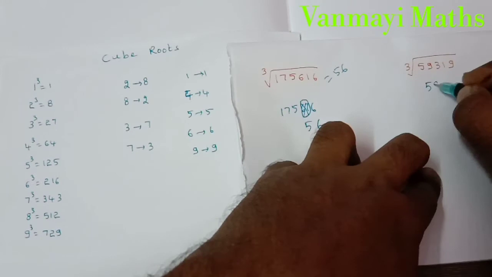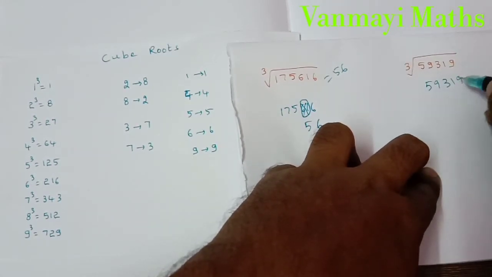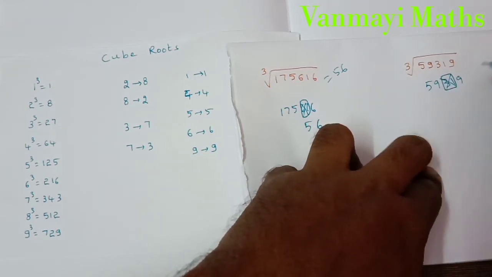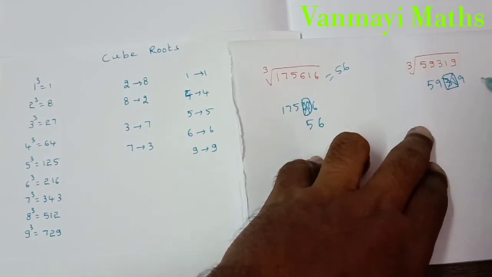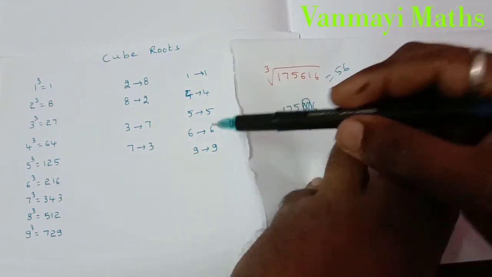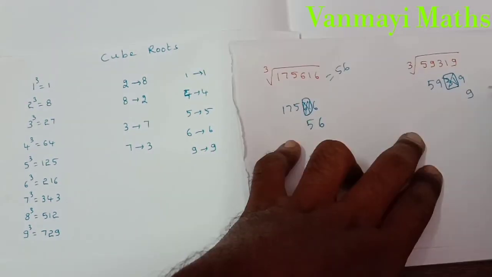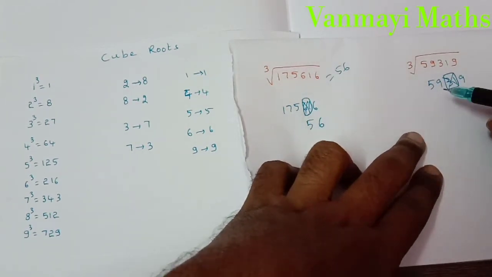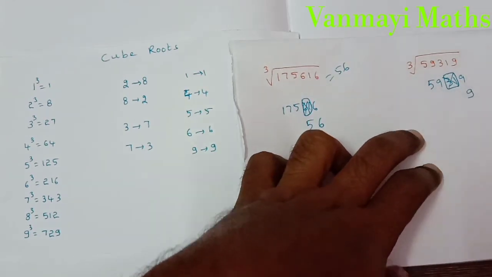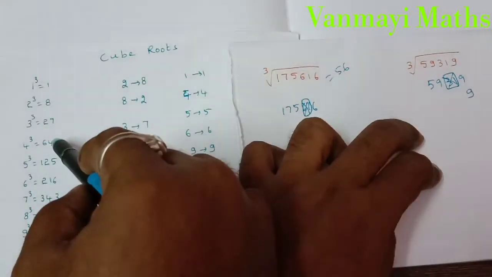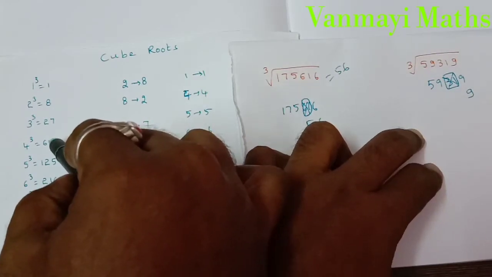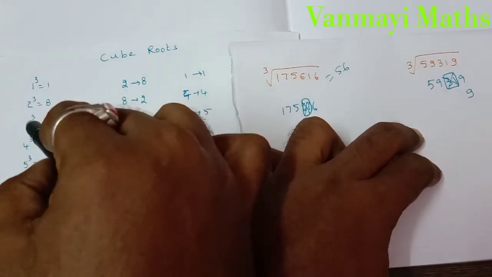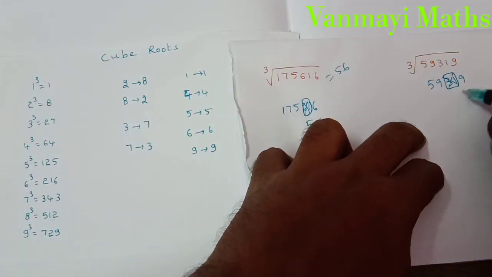In the same way, 59319. Here also I am striking off the tens place and hundreds place numbers. Now the unit digit 9 is there. For cube and cube root the digit is the same, 9. So I am writing 9 as it is. Now check with 59. What is the nearest cube? 64 is exceeding 59, that's why we go with 27. The cube root of 27 is 3. Just writing 3 here.